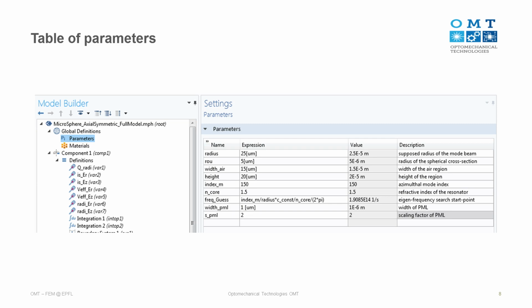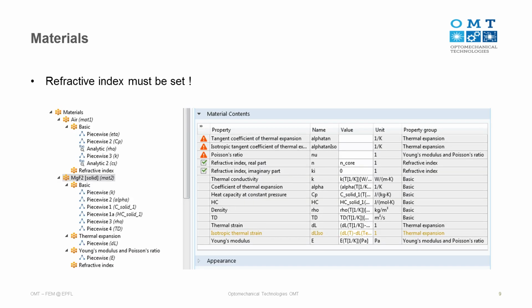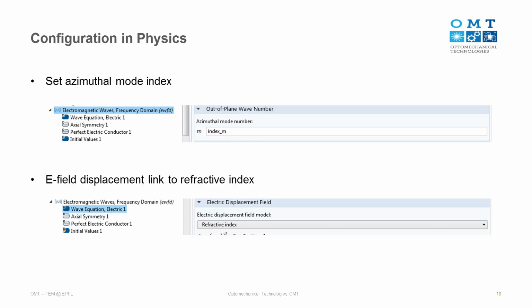So we will stop by this table of parameters. And now if we go on, step by step, you can try to configure the materials. So again, don't forget to check if the key parameters are configured or not. The other parameters are used for other questions, but not here. And then physics: you need to configure two steps here. You need to configure the mode index as the mode number, and link this displacement to the refractive index.